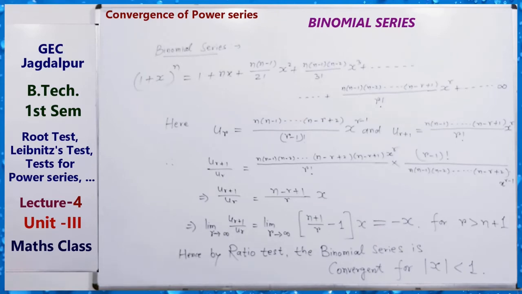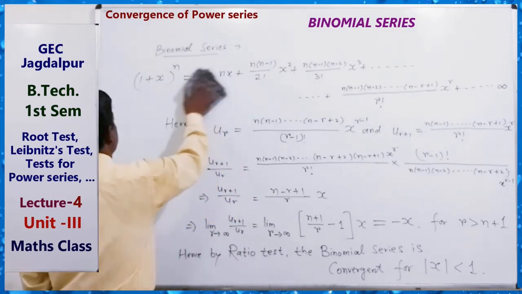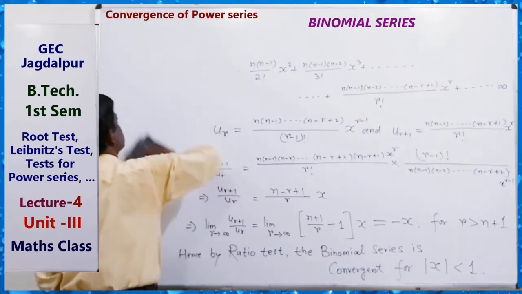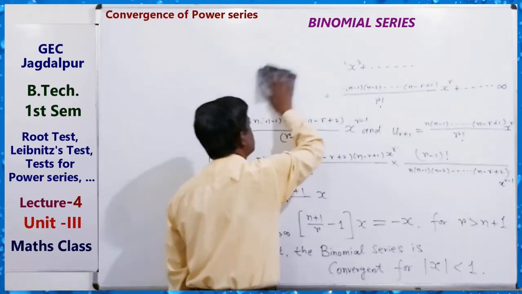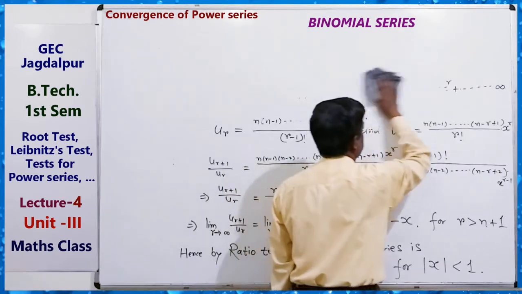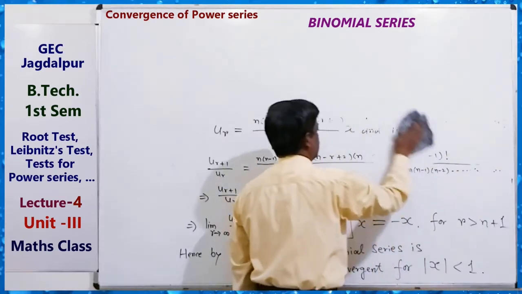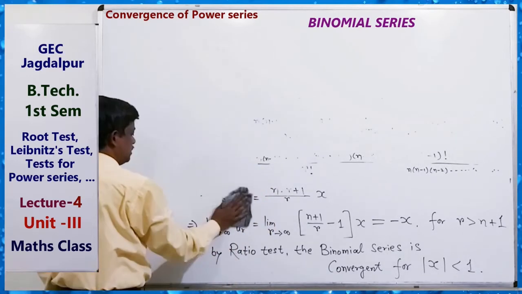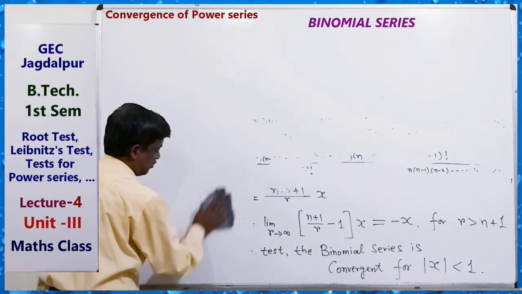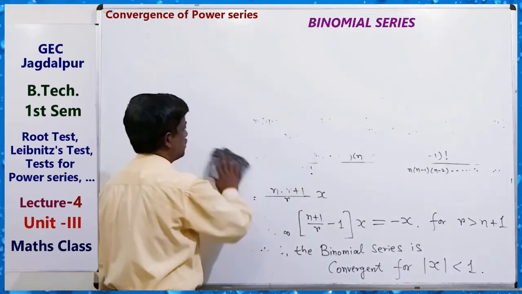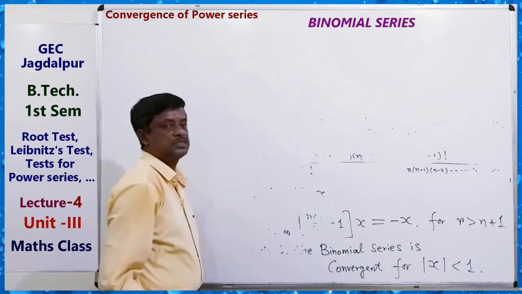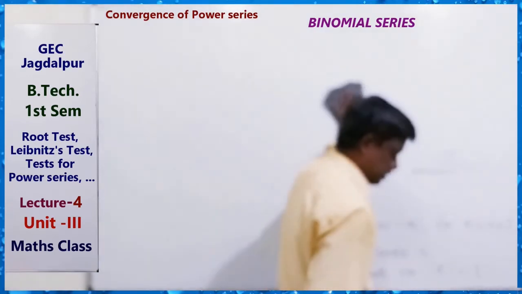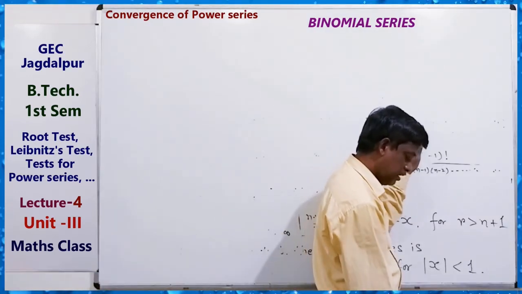by using standard test, ratio test, comparison test, and in the case of alternating series we can use Leibniz test. The procedure for testing of the series for convergence and divergence is what? First of all, see if the series having what?